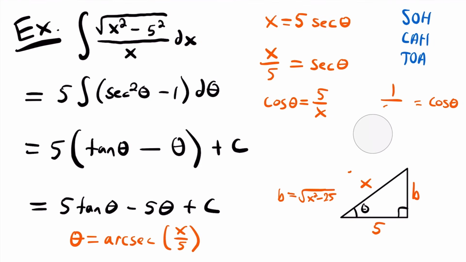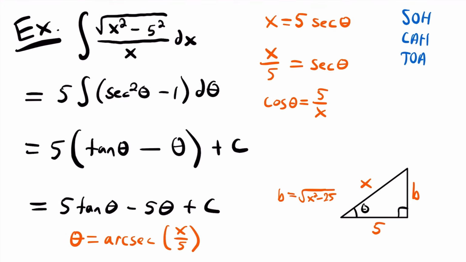And so now what we can do is use this triangle to rewrite tangent theta in our answer, right? Tangent theta will be the opposite side divided by the adjacent side. And so if we look at our angle here, the opposite side b is the square root of x squared minus 25, and that will be divided by the adjacent side, which is 5.